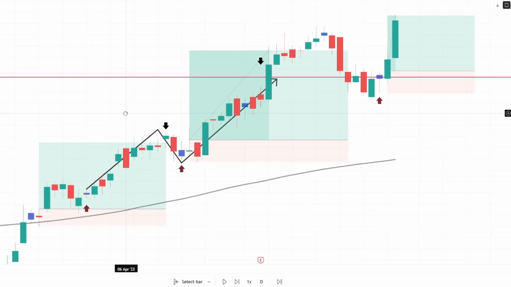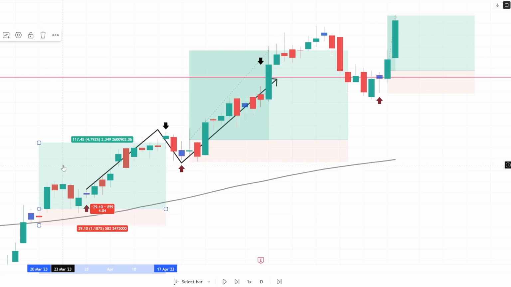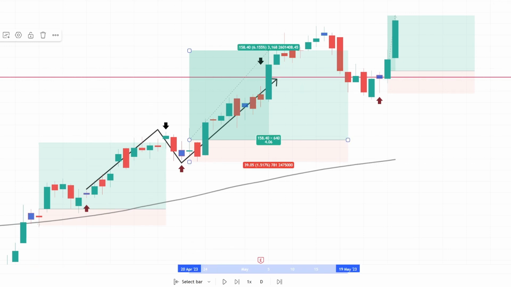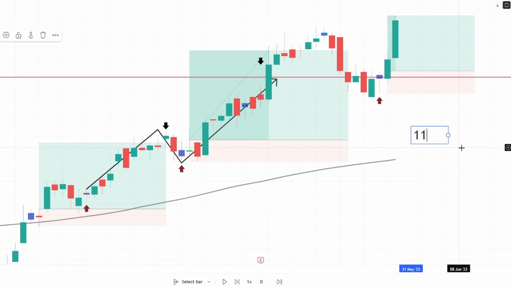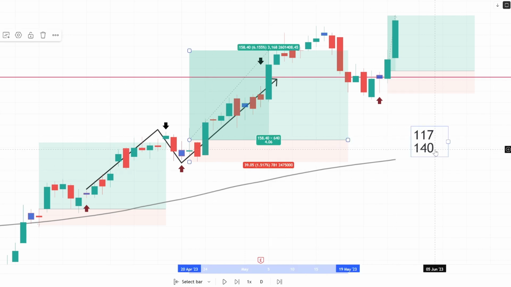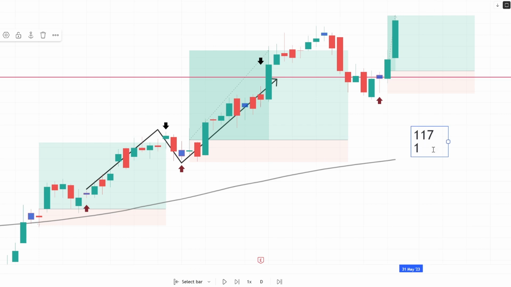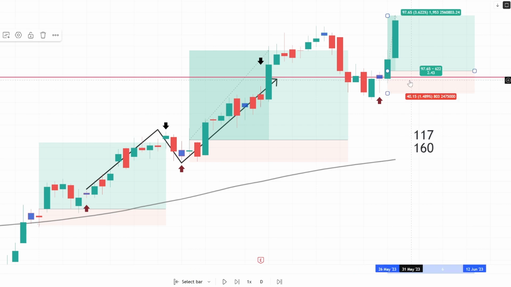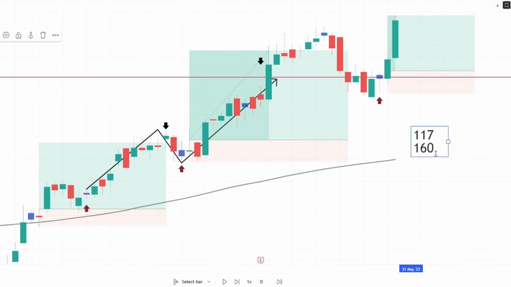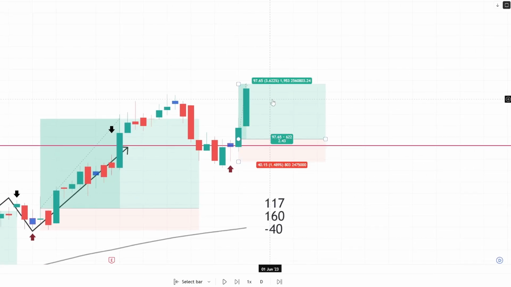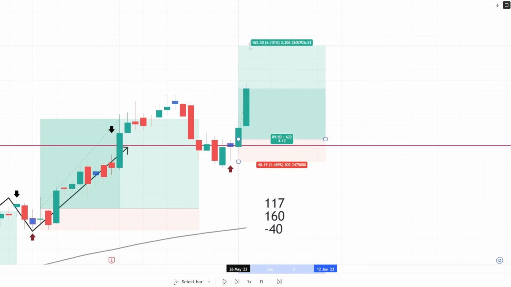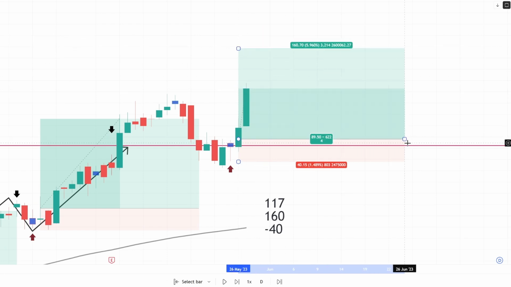हमने ऑलरेडी यहाँ पे 2 ट्रेड कर लिए हैं and we have around 117 points and 158 points, so 117 and 140 points, 158 points, almost 160. And if this trade doesn't work, we will lose around 40 points. चलिए देखते हैं. And we'll put a target of 1:4 again. Let's see क्या होता है.